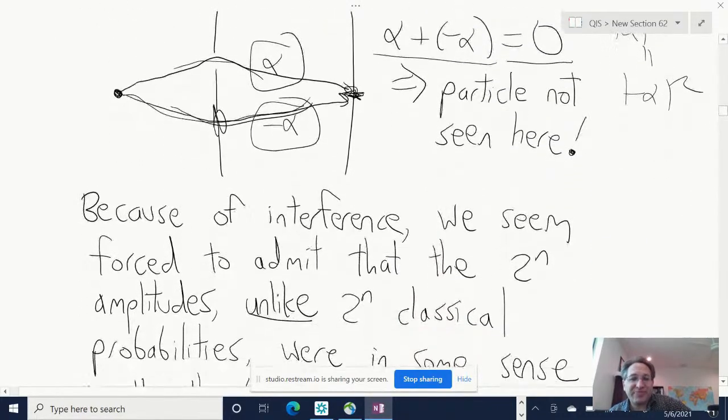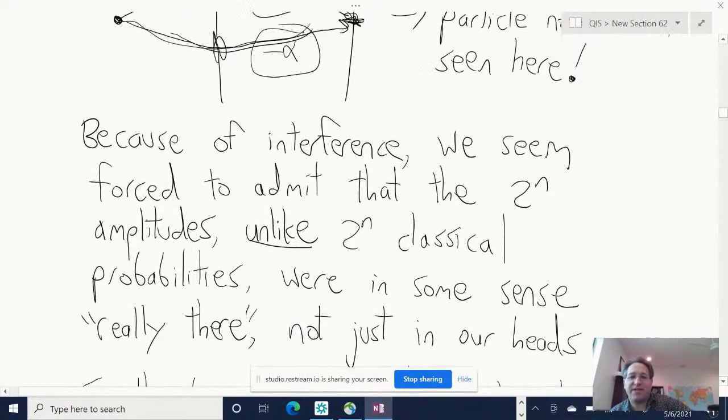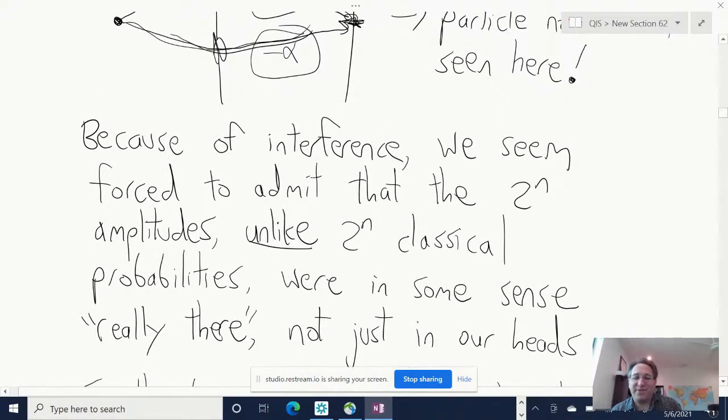Now, this has tremendous philosophical implications, ones that people have been arguing about for a century now. But for this talk, the main one is that because of the phenomenon of interference, because these 2^n amplitudes, representing the possible states of our n qubits, can actually interfere, they can cancel each other out. We don't have the option of saying that, well, before we looked, our bits were really in one definite state of zero or one, right?